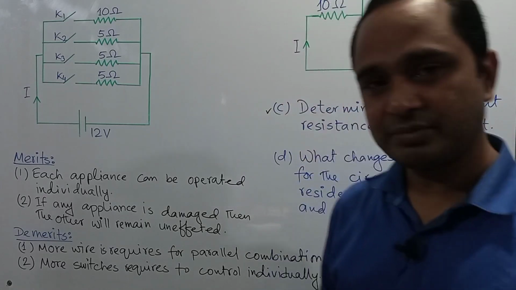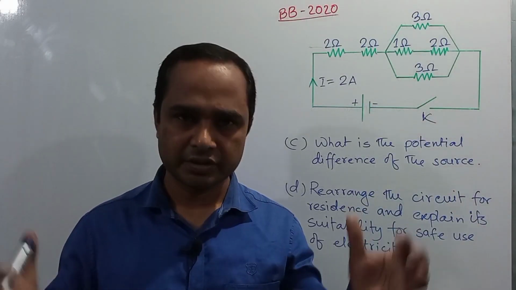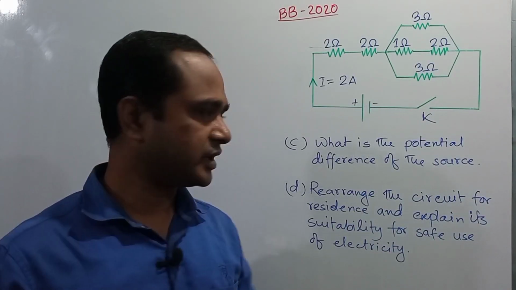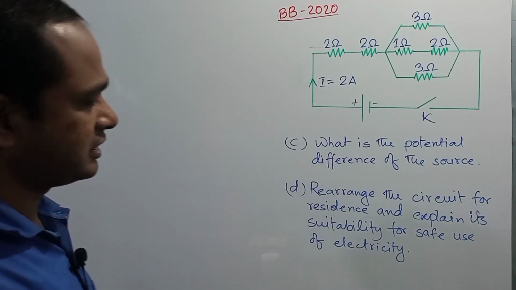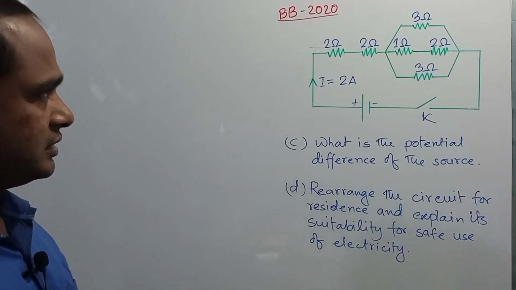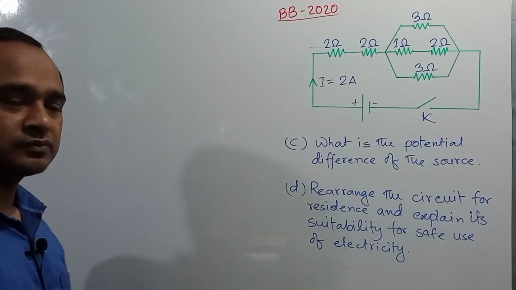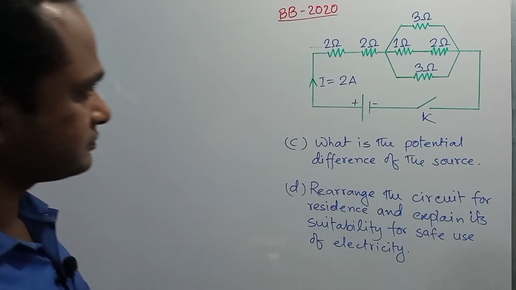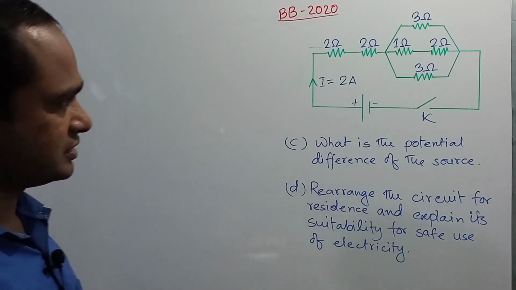Now we are going to solve our next creative question. Dear students, here is another creative question. It's almost the same as our previous question, and the question is from Barisal Board 2020. In the question they said that this is a circuit diagram for the stem of the question.